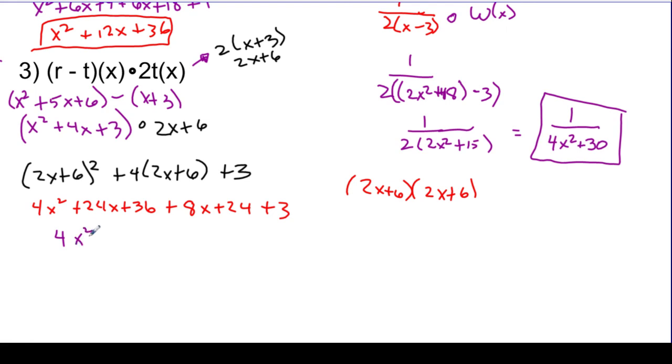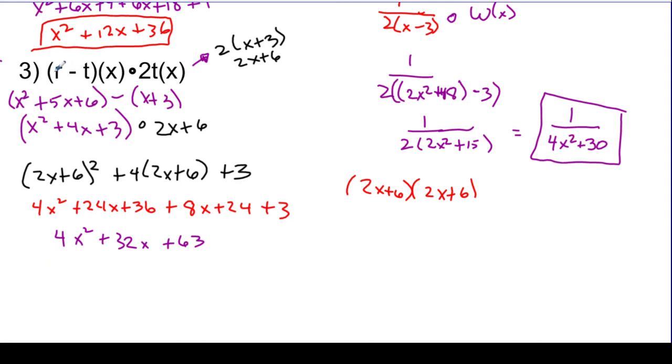4x squared is my only squared. I have a 24x plus 8x, which is 32x. I have 36 plus 24, which is 60. 60 plus 3 is 63. Okay, so don't try to factor this or break it apart anymore. We're going to leave it just like that.